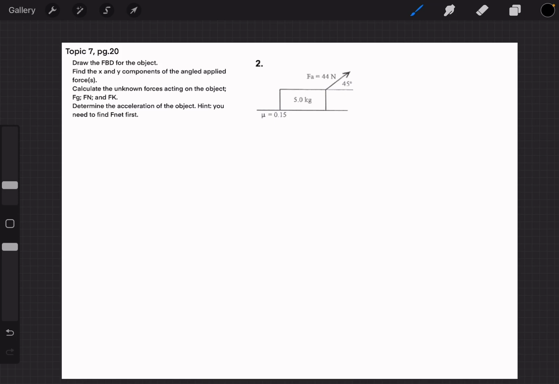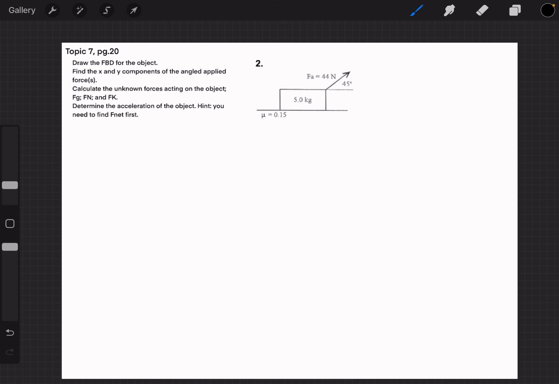Okay everyone, welcome. This is topic 7, page 20 of the workbook and question 2. Okay, so what we need to do: draw the FBD for the object, find the x and y components of the angled applied forces, calculate the unknown forces acting on the object, which are the normal force and the kinetic friction, and then determine the acceleration of the object.